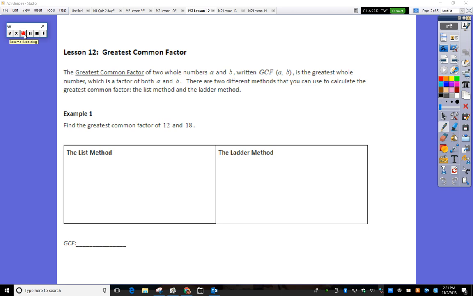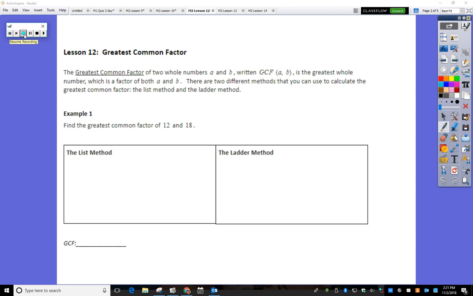In Lesson 12, we're going to be looking at the greatest common factor. So if we look at the directions, it says the greatest common factor of two whole numbers, A and B, written GCF. So anytime you see GCF, that stands for greatest common factor, is the greatest whole number which is a factor of both A and B.